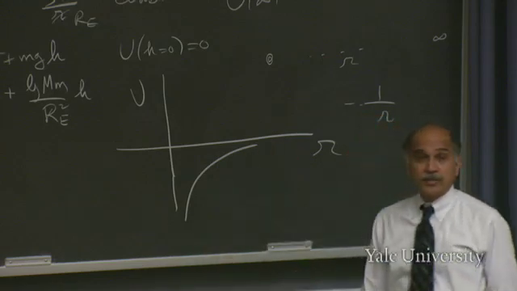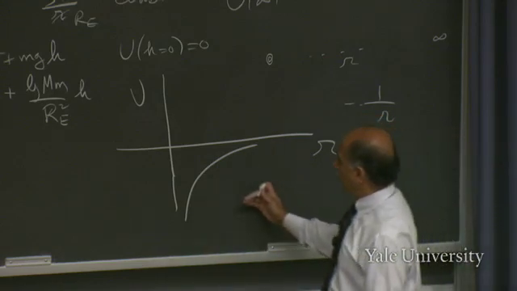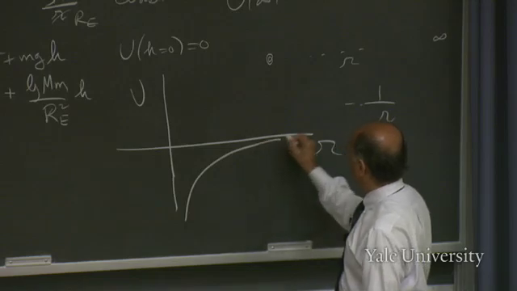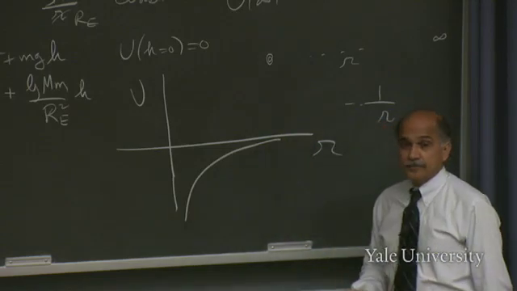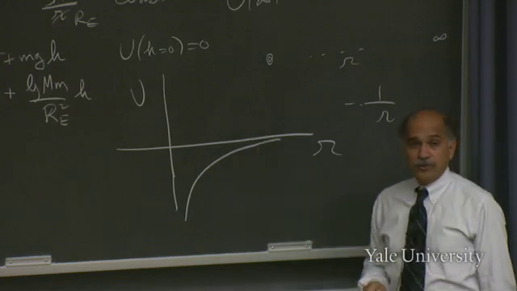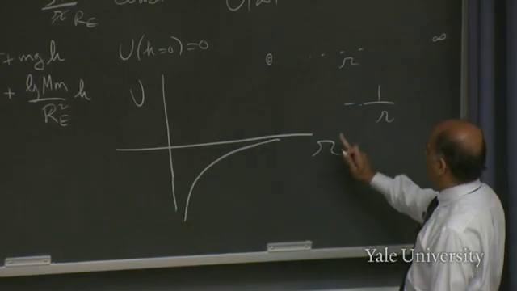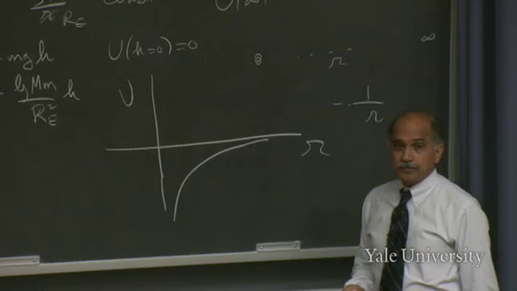So it's a graph that looks like this. It blows up to minus infinity when r goes to 0, and it goes to 0 when r goes to infinity. This is the formula for u for a person who says u is 0 at infinity.